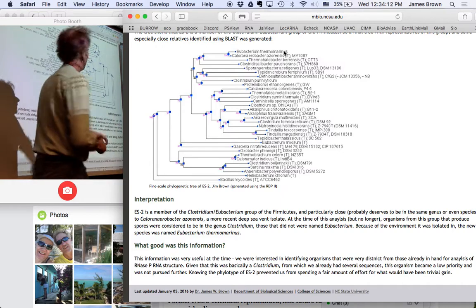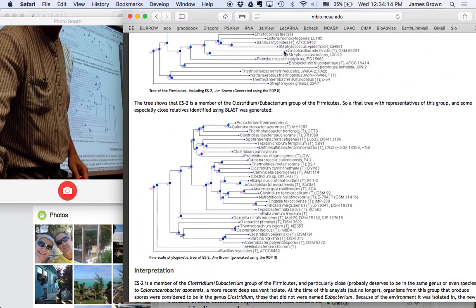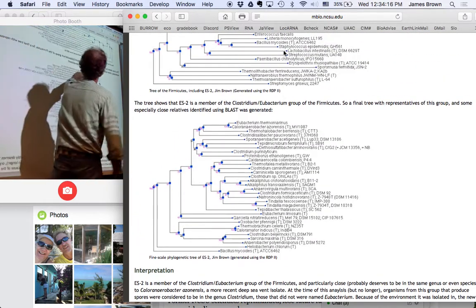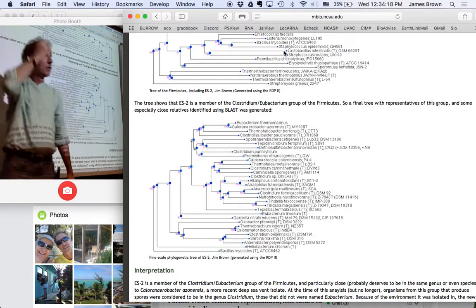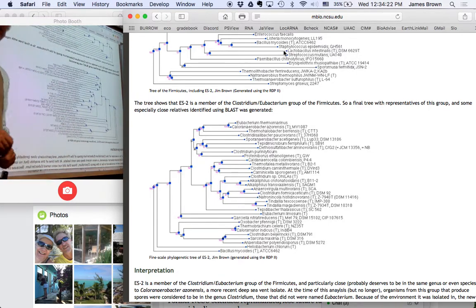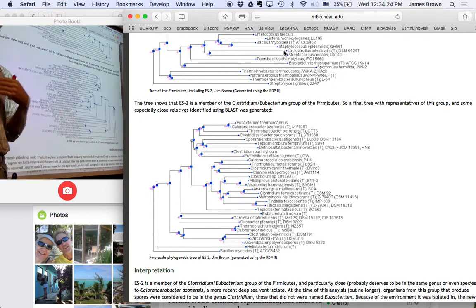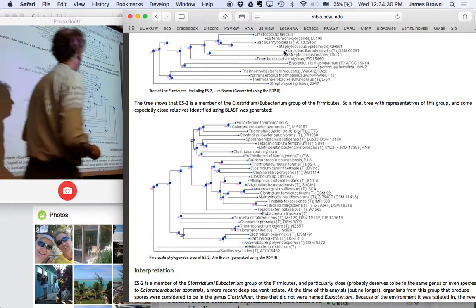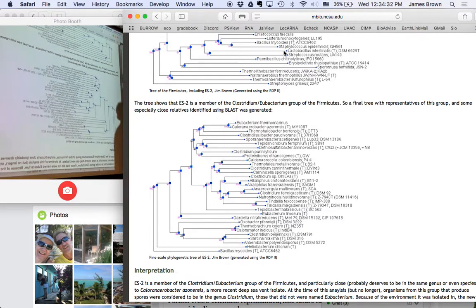And so this thing was ultimately named Eubacterium thermomarinus. The reason for this is members of this group in general are named either Clostridium or Eubacterium based on whether they can form endospores. It's a crappy way to name things, but it's what people used to do. Thermomarinus means hot sea, right?